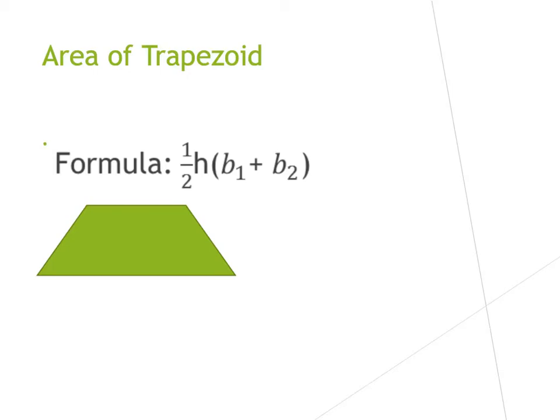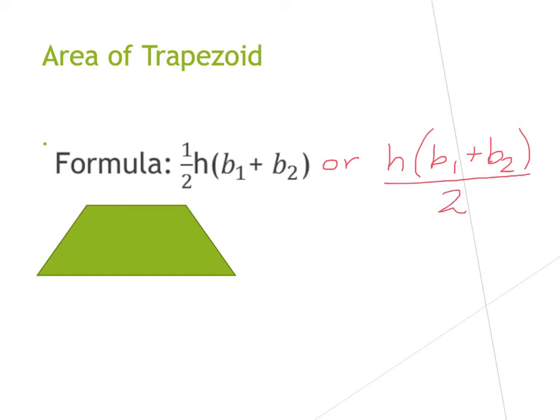Or another way of doing it is, remember, anytime that you multiply by 1/2, it's the same thing as dividing by 2. So you could rewrite this same exact formula as height times base 1 plus base 2 and divide the whole thing by 2.